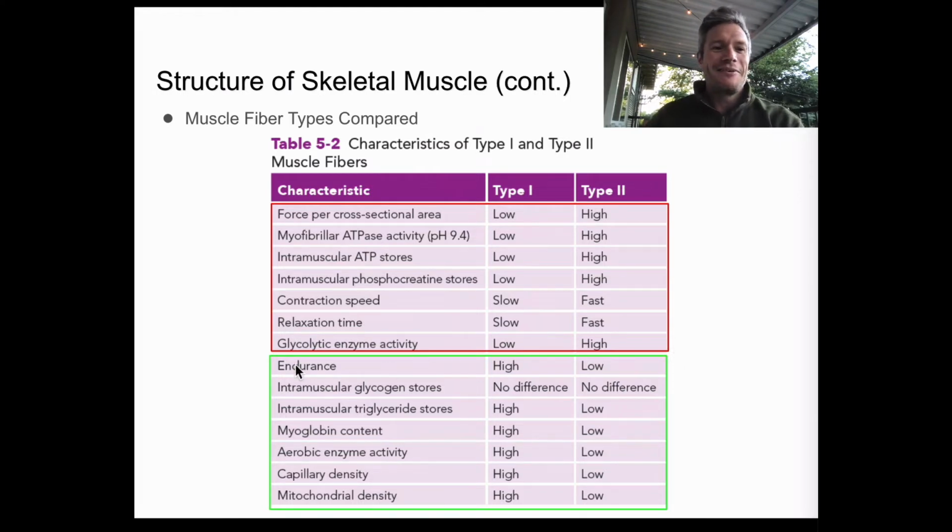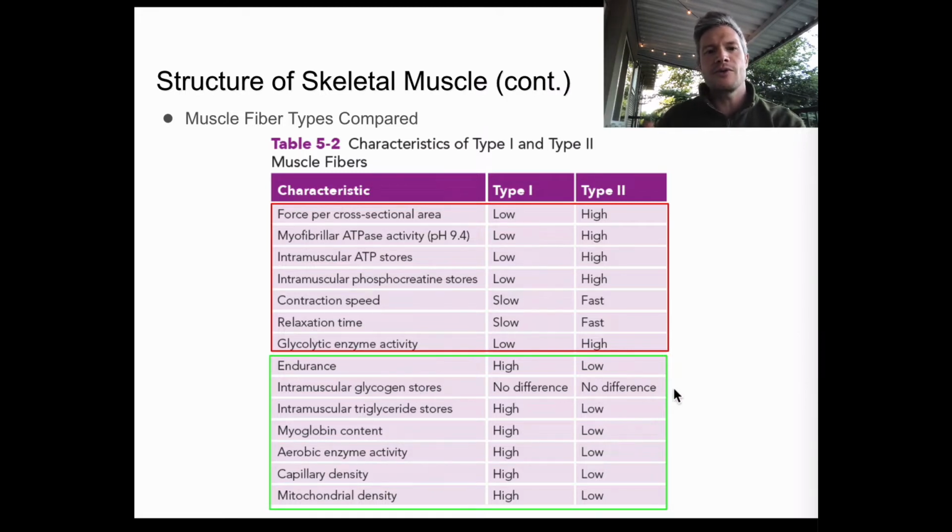For the endurance-based or type 1 muscle fibers, we see that they are high in endurance. Another way of saying that is they are low in fatigability, whereas type 2 muscle fibers would be high in fatigability.